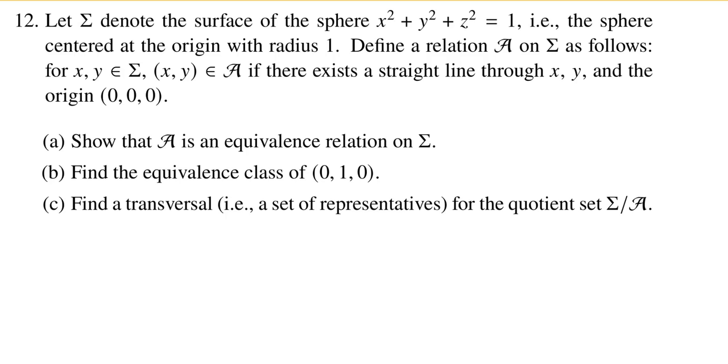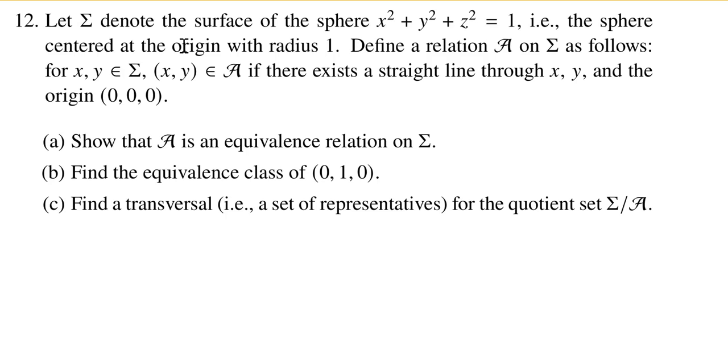In this problem, we're going to define a relation on the points on the surface of the unit sphere. We denote the sphere by the Greek letter capital sigma. Again, it's the unit sphere, so it's given by x squared plus y squared plus z squared equals 1, and we're centered, of course, at the origin.